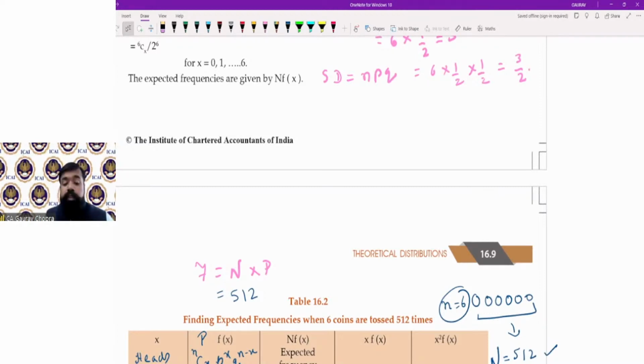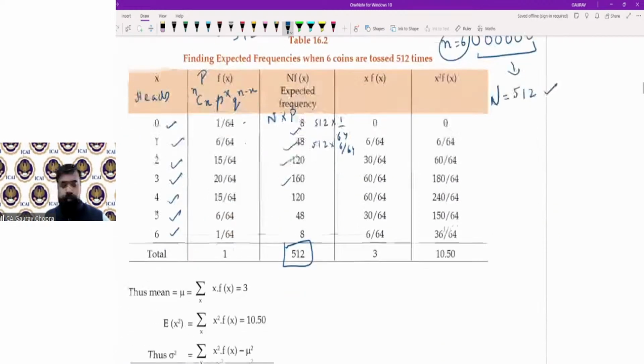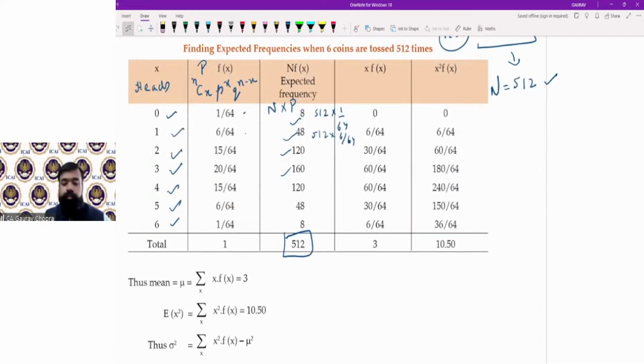Yes, Tanvi says it is root of npq, and she is correct. You have to write the square root on the top. Correct will be root of 3 by 2. Yes, Tanvi, you are 100% correct. Okay, so in this way, you can calculate all the frequencies.